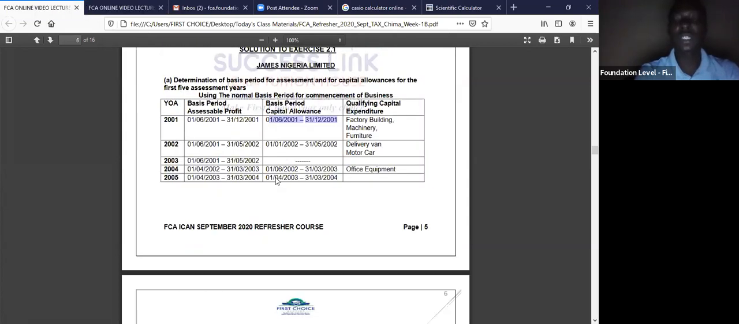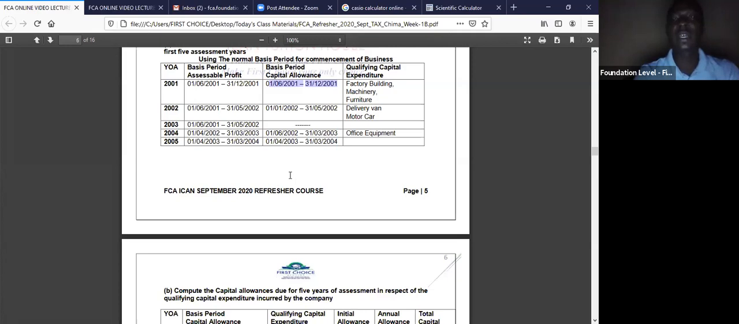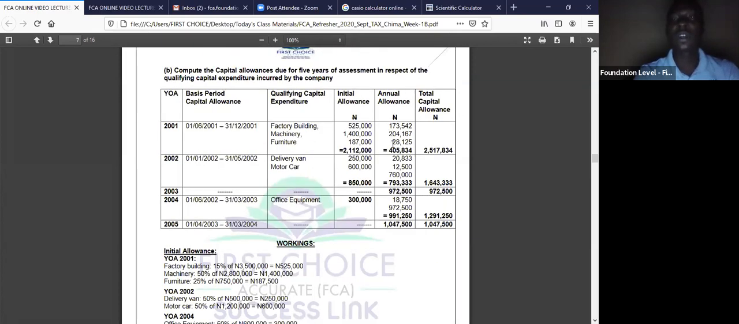you can see from my answer here, look at the 3 of them, you add them up to get this final figure of your annual allowance for that year. So your total capital allowance is going to be the annual allowance plus initial allowance figure. So this one plus this one will give you your total annual allowance. Now that's for 2001. Let's get to 2002.